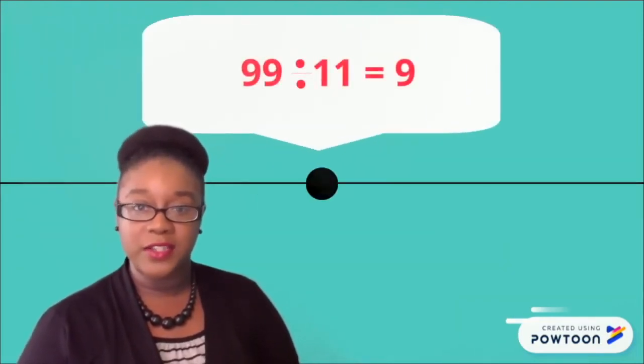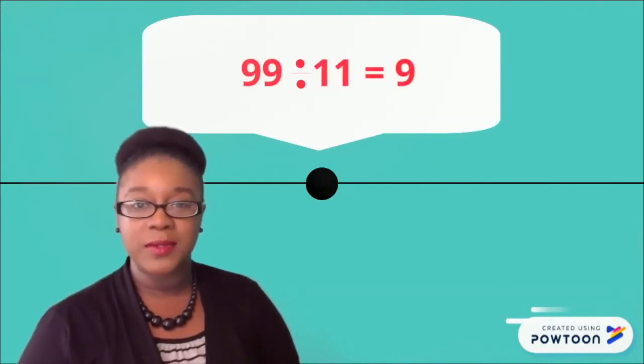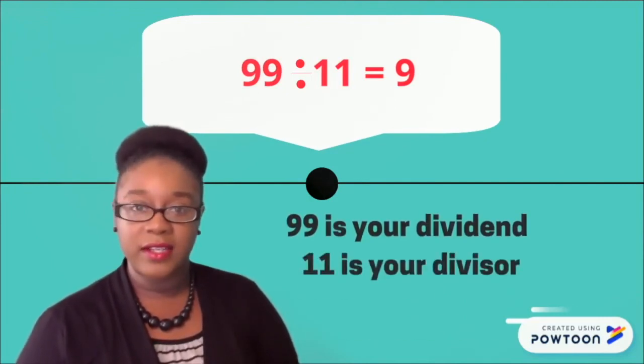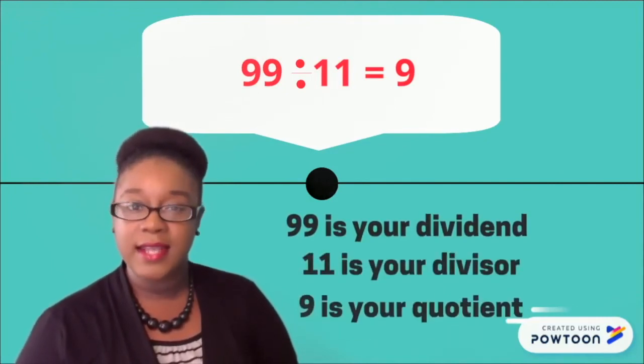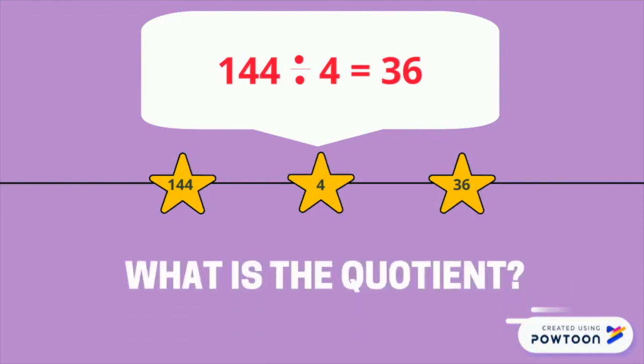In the equation, 99 divided by 11 is equal to 9. 99 is your dividend, 11 is your divisor, and 9 is your quotient. Now it's your turn. In the example, 144 divided by 4 is equal to 36. What is the quotient? If you said 36, you are correct.